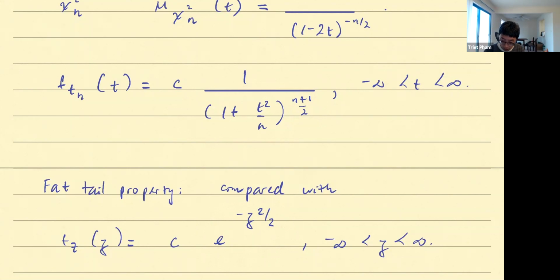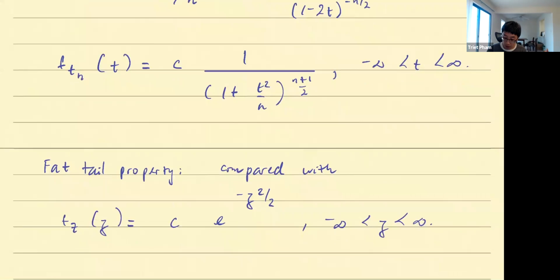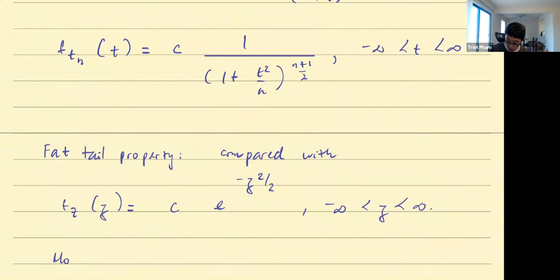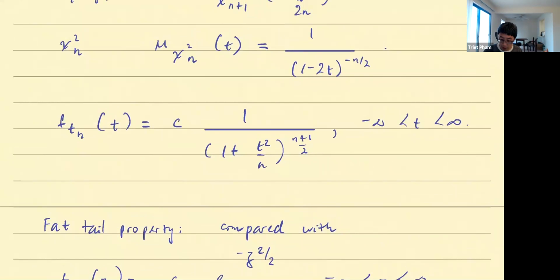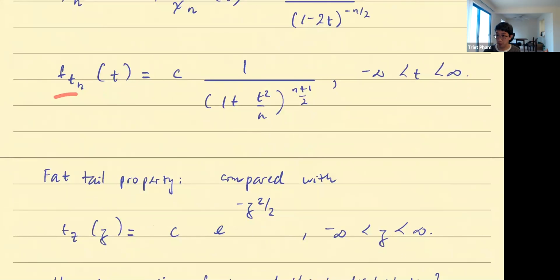What else do I want to tell you? Maybe one last fun question: what about the moment generating function of the t distribution? When we worked with other distributions before, we were big on the moment generating function. Here we just had the density. What can we say about the moment generating function of the t distribution?